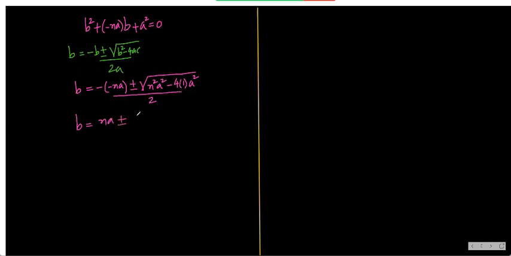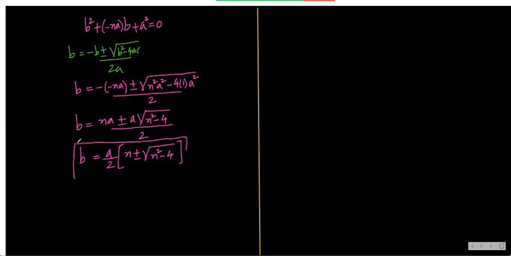From these two, can we take a square common? a square should be out of the root, will become a only. And inside under the root, what's left? n square minus 4 by 2. Correct? Shall we take a common? a by 2 into n plus or minus under root n square minus 4. It is actually the value of b in terms of a.